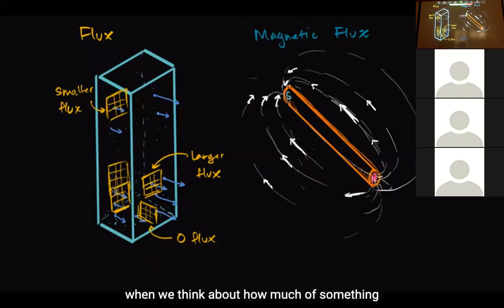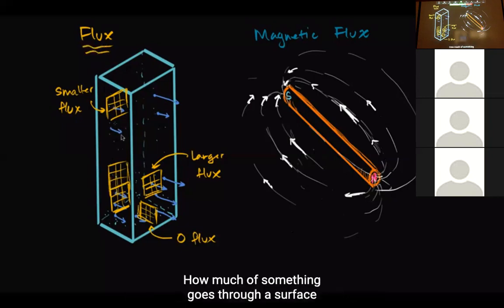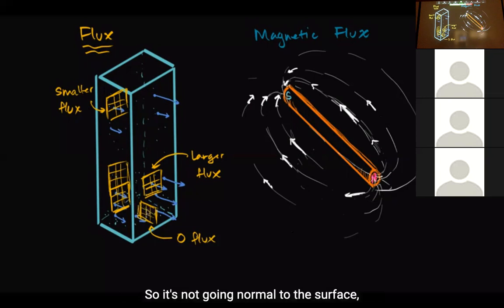So as you can see, when we think about flux in the traditional sense, how much of something goes through a surface in a given unit of time, it depends, in this case, on the density of the substance. It depends on its velocity, both the magnitude and the direction of the velocity. If we orient the surface, or the velocity, so it's not going normal to the surface, perpendicular to the surface, well then we can have our flux go down.